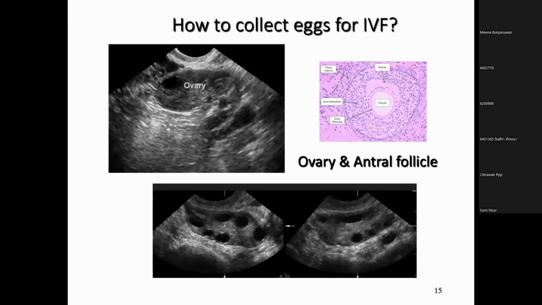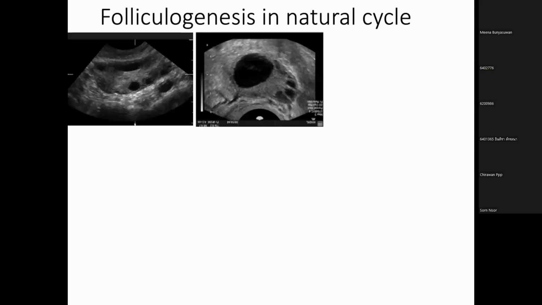How to collect the egg? At the beginning of the month, you can see this is an ovary. We expect to get up to 12 eggs inside one ovary. In the histopathology, you can see the small eggs inside the ovary. And every month, only one egg should develop and fertilize into one baby.